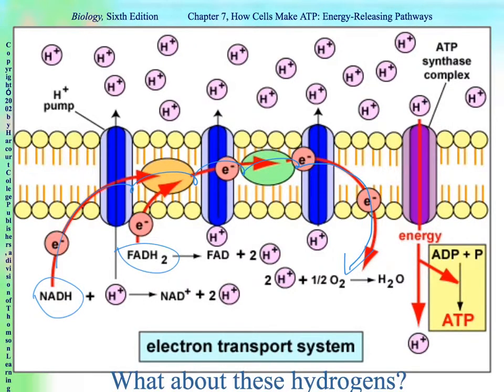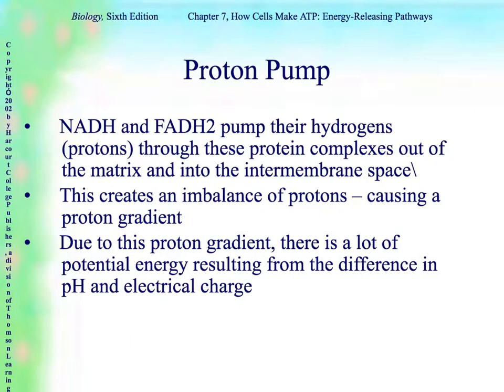being accepted by oxygen. At the same time, we have a proton pump or chemiosmosis occurring. NADH and FADH2 are pumping their hydrogens or their protons as well through these protein complexes out of the matrix and into the intermembrane space. This is creating an imbalance of protons, causing a proton gradient. Due to the proton gradient, there's a lot of potential energy resulting from the difference in pH and electrical charge.